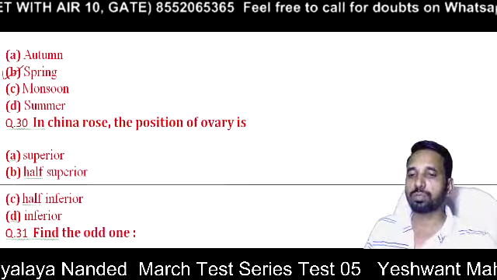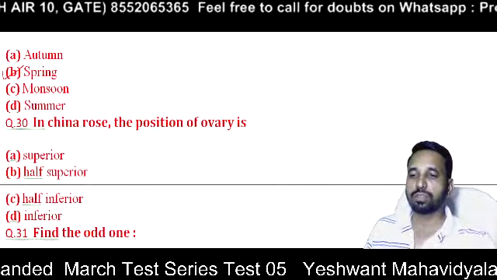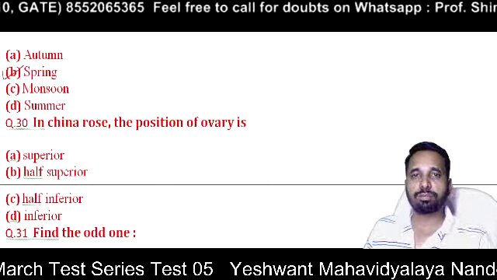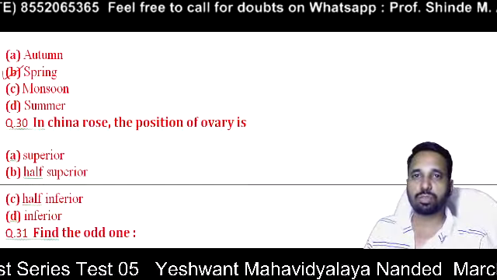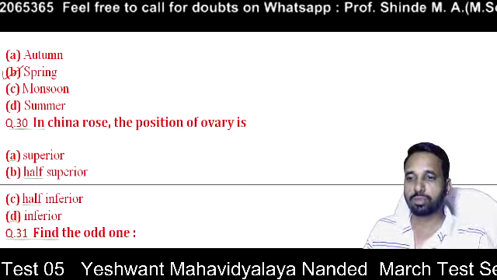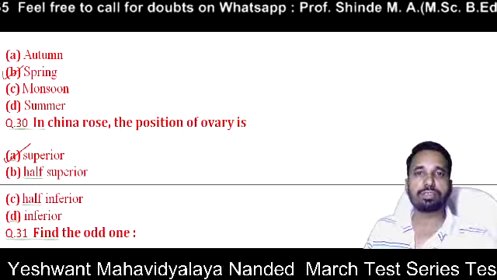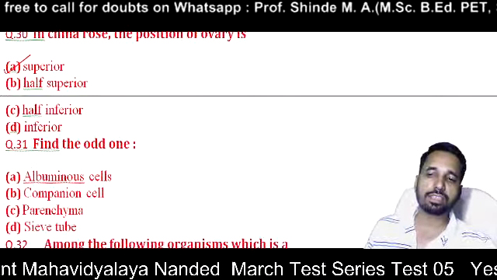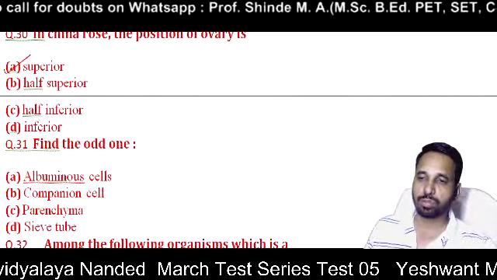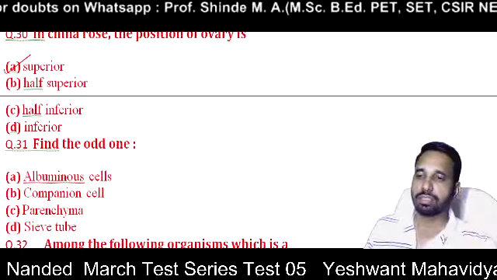Next, in China rose, the position of the ovary is, so you must remember that short form, something like China ka brinjal super, something like that. So superior ovary. China ka brinjal superior, something like this short form I have made, and I think I have told you in the class. Superior ovary, it is there.